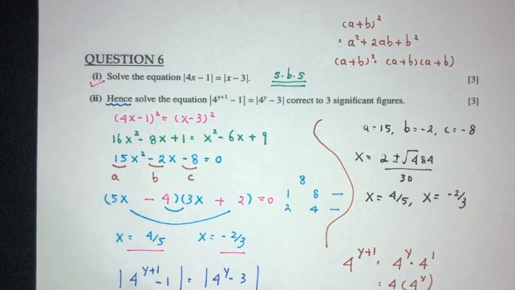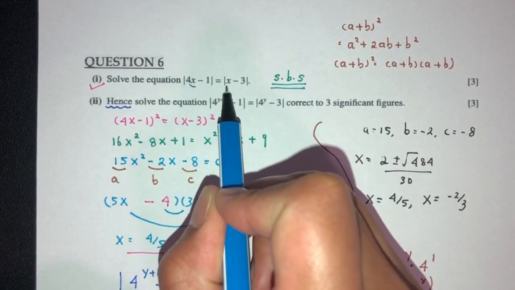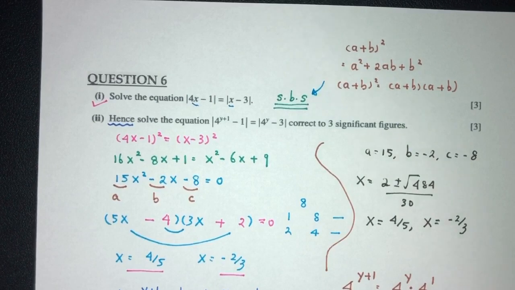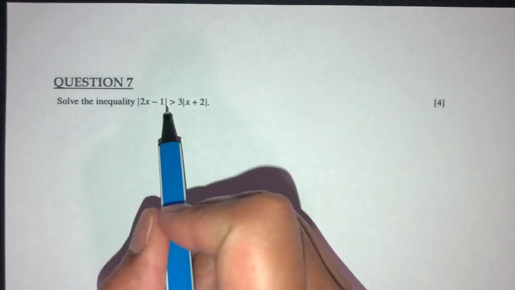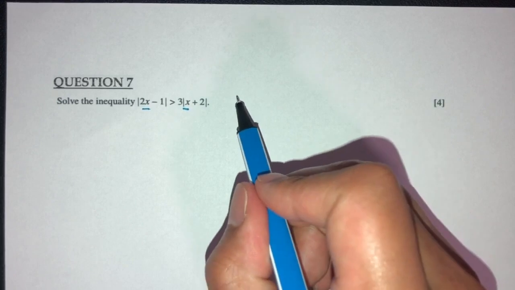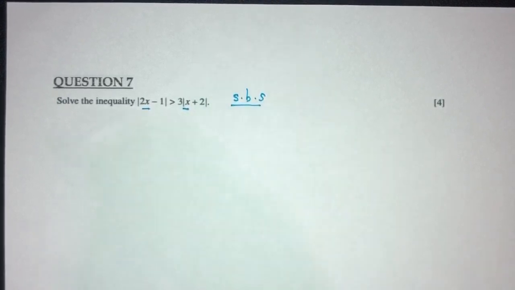The idea is very simple. The main point is whenever you have modulus on both sides, you have x on both sides, just square both sides. As simple as that. Now let's move on to question number 7. Solve the inequality. So now what do you see? You see we have modulus on both sides and x on both sides. So what do we do? As I've explained before, we square both sides. As simple as that. So this is the principle behind those questions. This is the concept, or these are the steps that we apply for those questions.